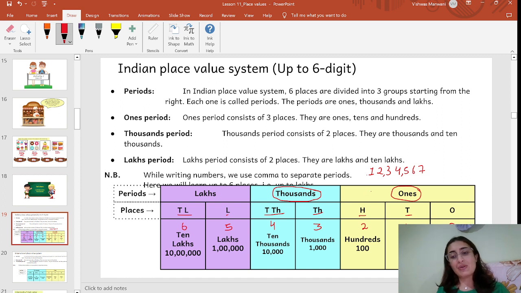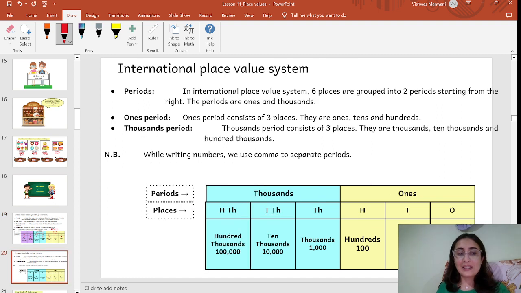But since my number is only this much, I only need to put 2 commas. I hope this is clear. However, in the international place value system, it's slightly different. In the international place value system, the comma always comes after 3 digits. So let's say the same number 1, 2, 3, 4, 5, 6, 7. I have to put commas in this as per the international place value system.